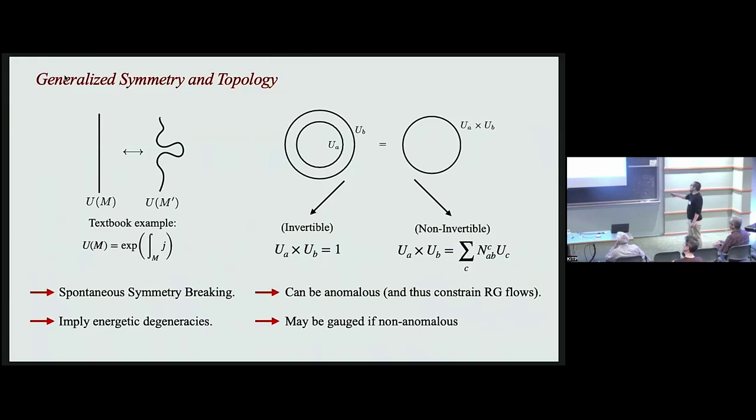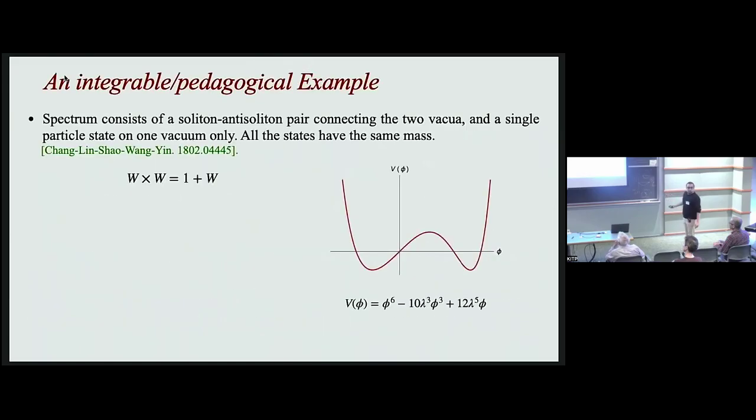Well, one reason why we have the right to call these symmetries is that they basically have the same properties that you expect from a symmetry. They can be spontaneously broken, imply energetic degeneracies, be gauged if non-anomalous, and constrain energy flows if anomalous. Okay, so that's the tool that we're going to use.